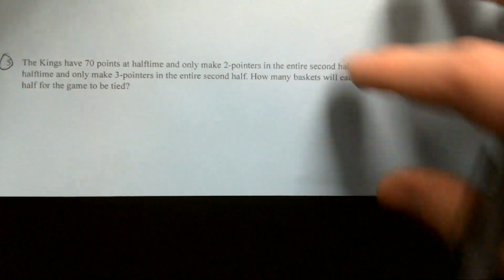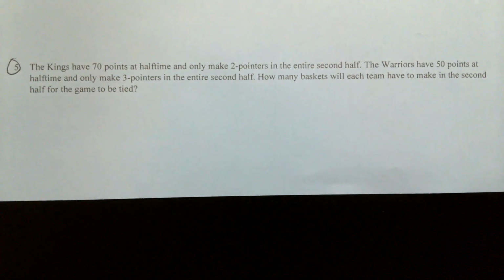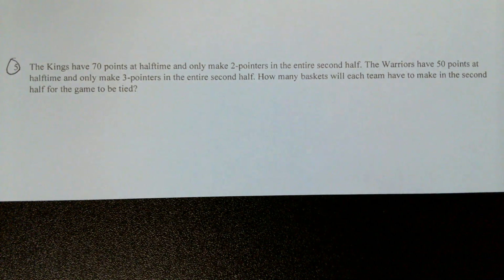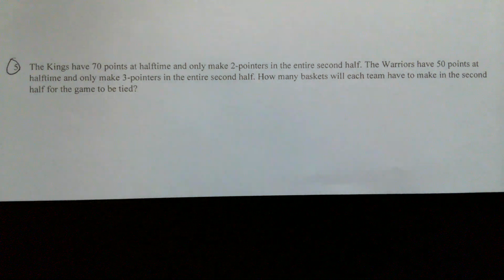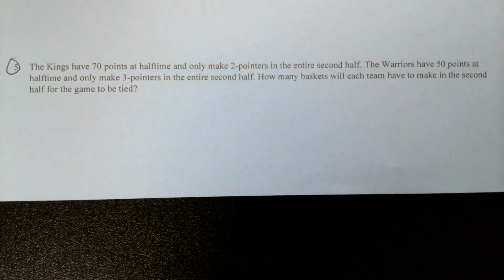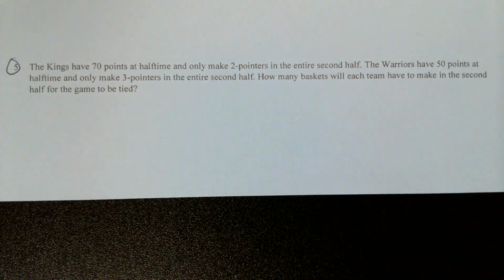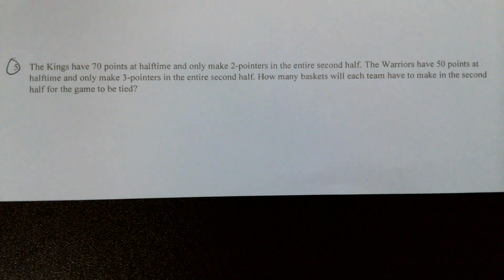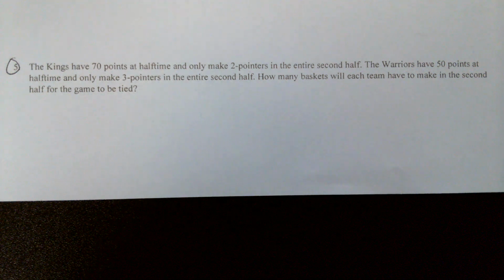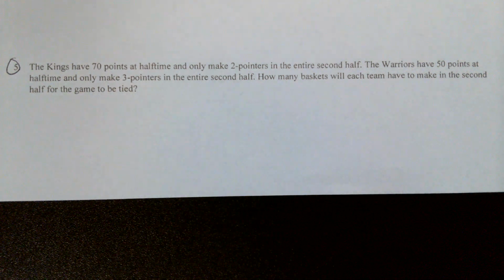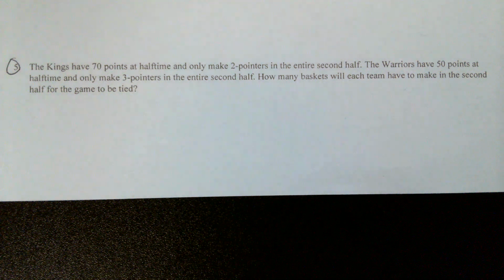Number 5. This is another tricky one because we don't have per and we don't have each. So we got to figure it out for ourselves. Number 5 says the Kings have 70 points at halftime and only make 2-pointers the entire second half. The Warriors have 50 points at halftime and only make 3-pointers in the entire second half. How many baskets will each team have to make in the second half for the game to be tied?